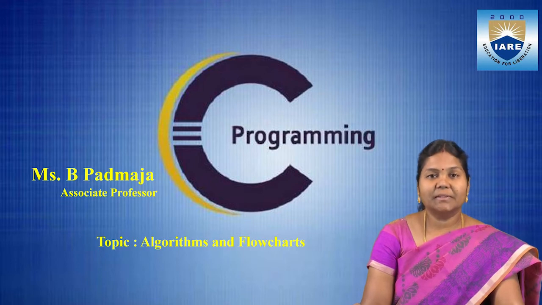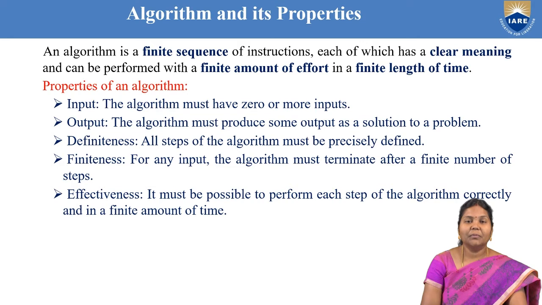Today we are going to discuss algorithms and flowcharts. First, let us discuss what an algorithm is and what the properties of an algorithm are. Now, coming to the definition, an algorithm is a finite sequence of instructions, each of which has a clear meaning and can be performed with a finite amount of effort in a finite length of time.